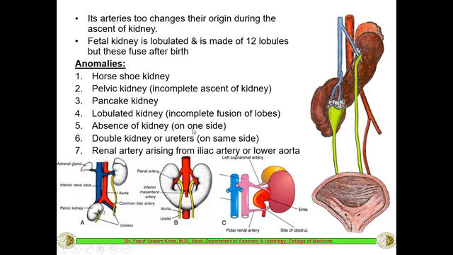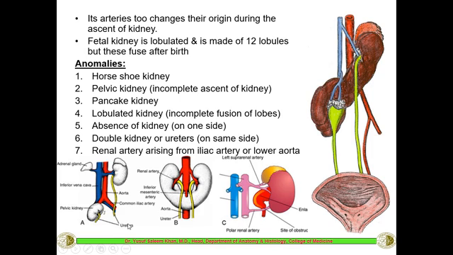Sometimes there might be double kidney, as I said, if both the kidneys come to the same side, and sometimes there can be double ureters also. So as I said, there might be two kidneys on the same side, as well as two ureters because of the two kidneys on the same side.